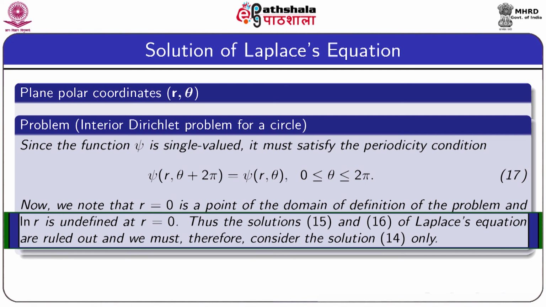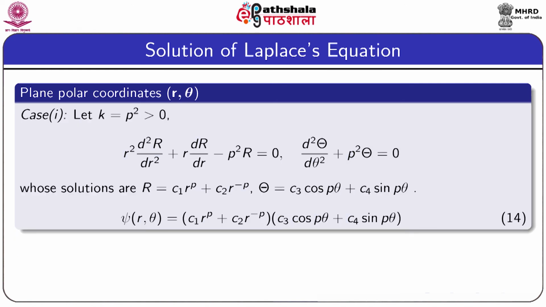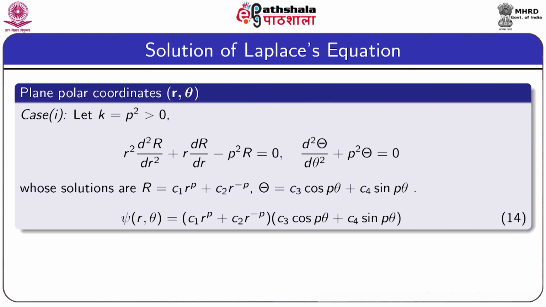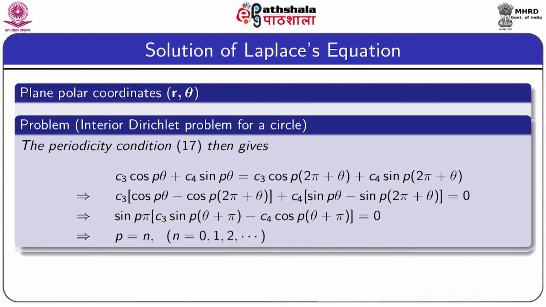So, the solution in polar coordinates can be written in 3 different forms. We have already derived that. If you look at the form which is written in equation 14, this solution is undefined at r equals 0. So, the solution in equation number 14 is not acceptable, and if we look at the solution in equation 15, here also the solution is undefined at r equals 0. So, solutions 14 and 15 are not acceptable. So, the only solution we can think about is the one written in equation number 13. So, starting from the solution in equation number 13, we need to apply the boundary condition and the periodicity condition.